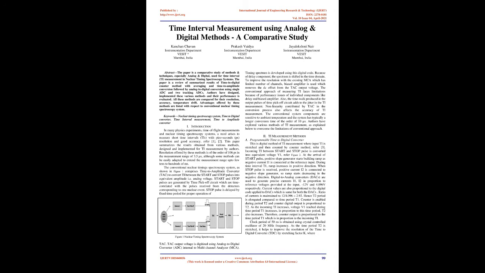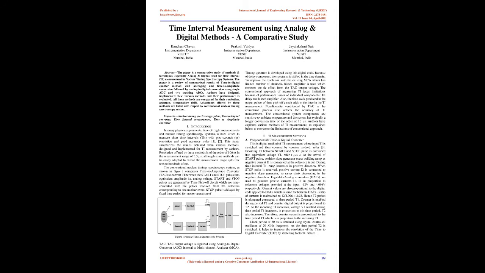The conventional nuclear timing spectroscopy system, as shown in Figure 1, comprises a time-to-amplitude converter, TAC, to convert the TI between the start and stop pulses into an equivalent amplitude, i.e. analog voltage. Start and stop pulses are generated by a time pick-off circuit, which are time correlated with the pulses received from the detectors corresponding to one nuclear event. The stop pulse is delayed by a fixed time period for proper operation of the TAC.